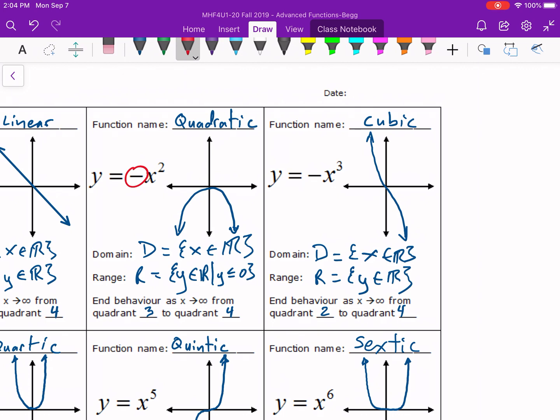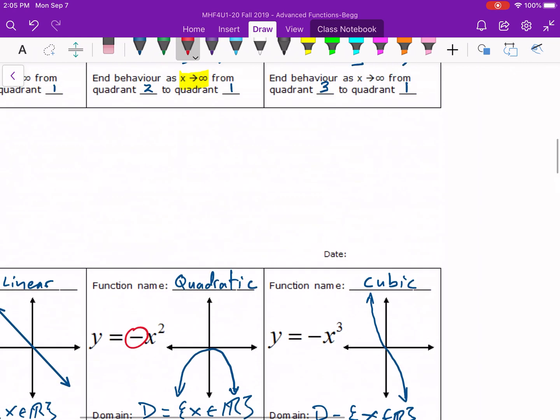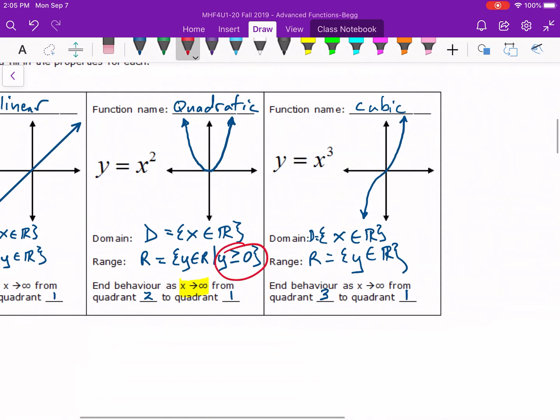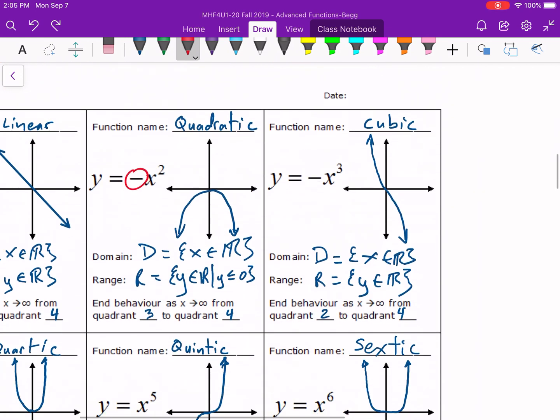What's the same? What's different? Well, the same thing is the domain. That hasn't changed. The range is different because now having the origin, the vertex, as the lowest point, that's what it was before, now that's the highest point. So instead of being all values that are greater than or equal to 0, as in this one, it's going to be all values that are less than or equal to 0 in this one.